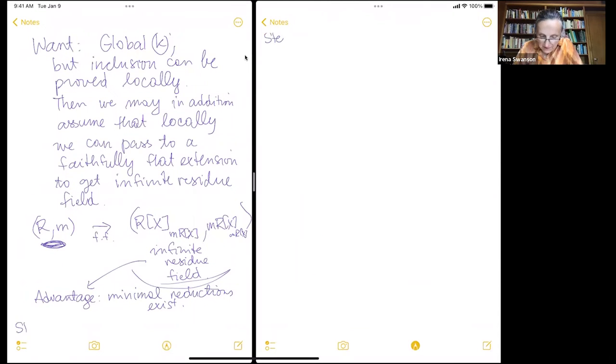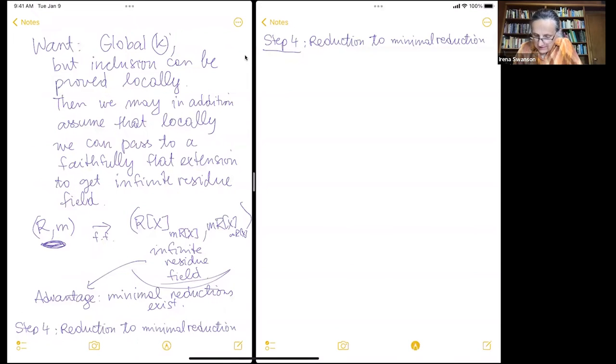Okay, so let's go for step four. Step four says reduction to minimal reductions. Okay, so these are two different meanings of the word reduction. Except this is not quite true, not completely. We won't just replace, so we already said we only need ideals that are primary to maximal ideals. We won't now say we only need ideals that are minimal reductions of primary ideals to maximal ideals. So it won't be a complete reduction. However, it will be good enough for whatever we want to do.